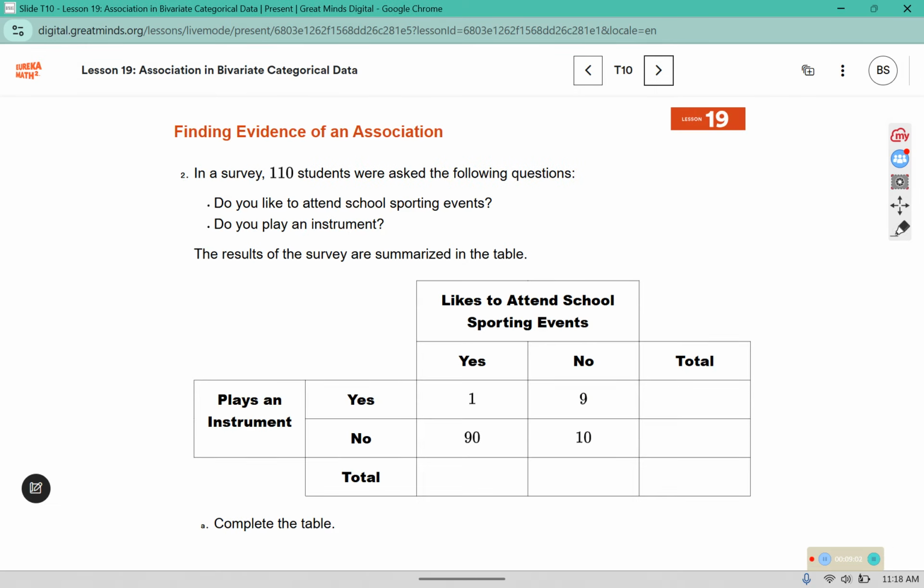In a survey, 110 students were asked the following questions. Do you like to attend school sporting events? And do you play an instrument? The results of the survey are summarized in the table.